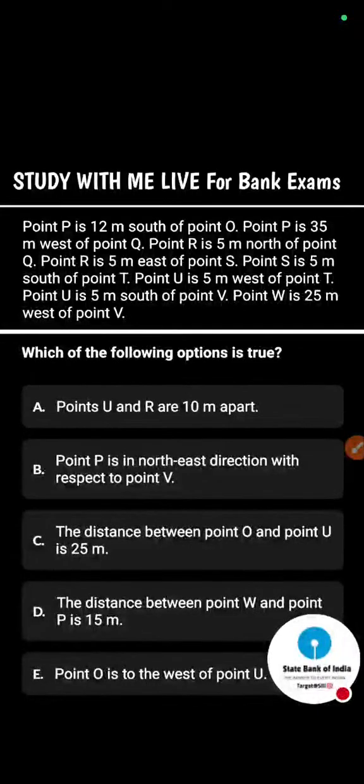The distance between W and P is 16. W and P is 16. Here 5, 5, 15, 15 minus 15. So it is also not our answer. O is the west of U.